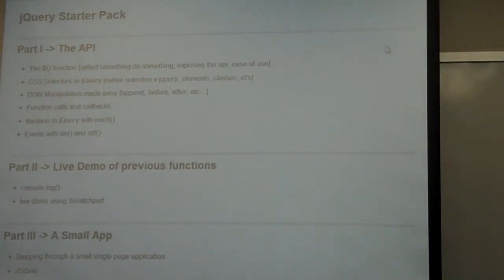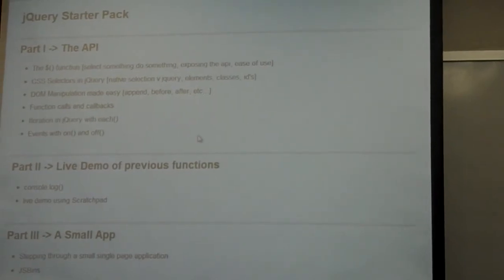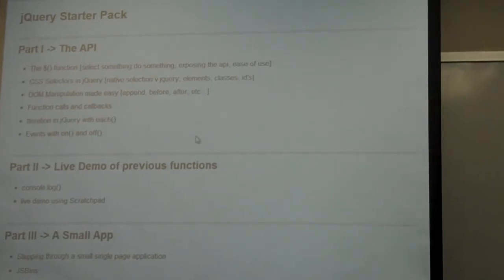Introduction to jQuery. Let's look at these topics. The dollar function, the jQuery function that we use, is how we interact with the library. Then using CSS selectors inside of jQuery, manipulating some DOM elements, how callbacks work in jQuery, a little iteration, and a little bit of events.